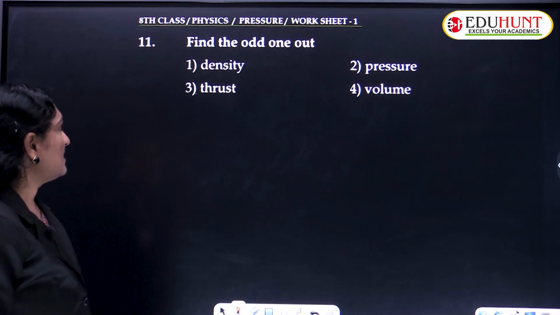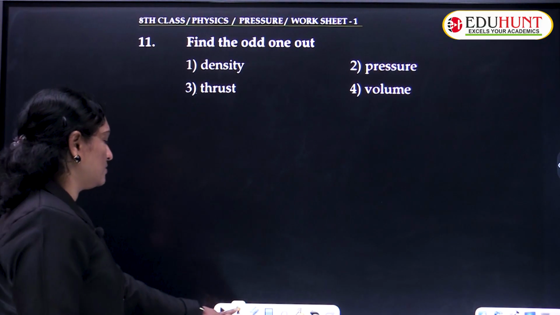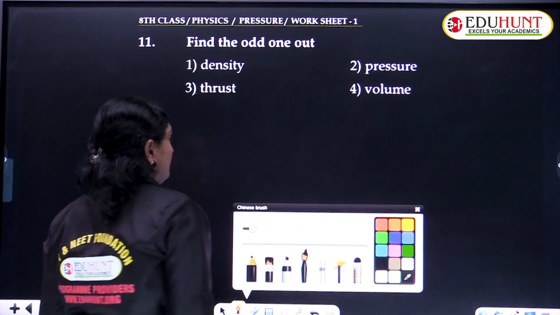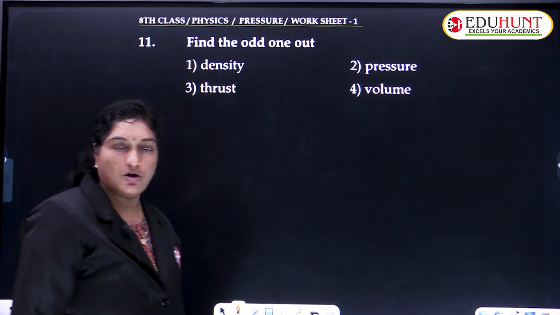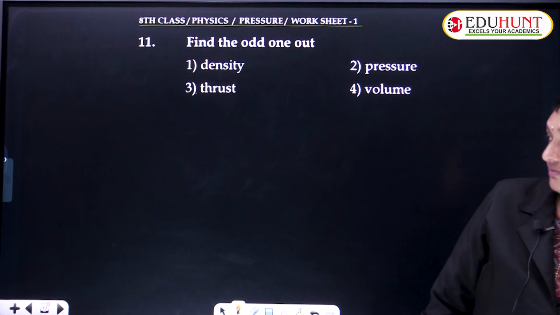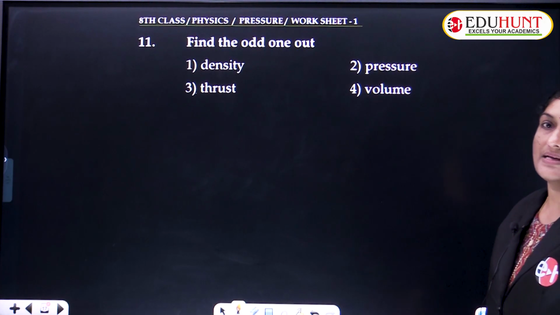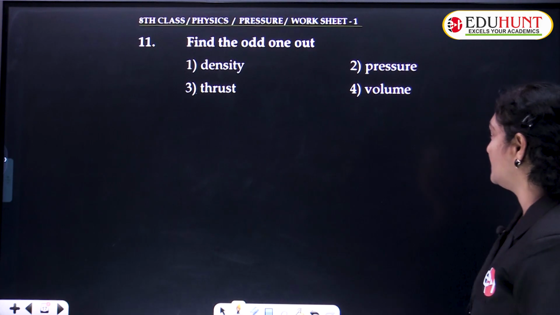Okay. So now the 11th question. Find the odd one out. So you have to identify the odd one. First one, it is given as density. Density means mass by volume and it is a scalar quantity. Now moving to pressure. Pressure equals force upon area. Pressure is also a scalar quantity.